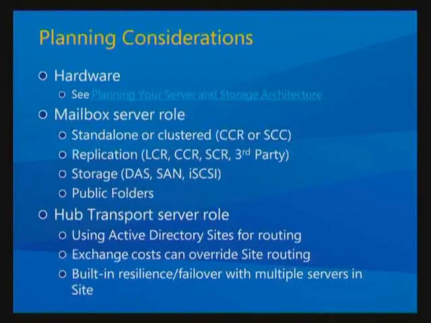Now, the hub transport server role is designed out of the box to use Active Directory sites for routing. We finally got away from a separate Exchange routing topology. In Exchange 2007, we introduced the use of Active Directory site topology for routing. Now, we did preserve the ability for Exchange administrators to go in and override this topology if they preferred to route messages differently from the way they've laid out Active Directory. But if you don't want to do that, there's nothing that you need to do.